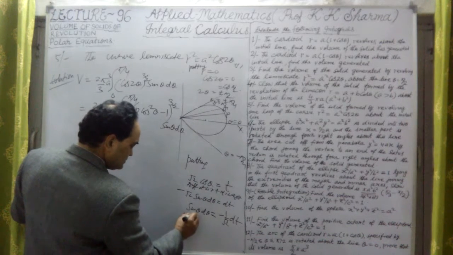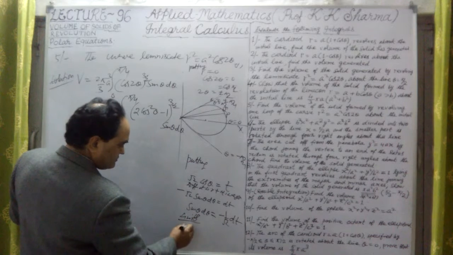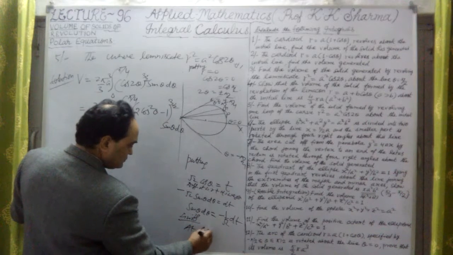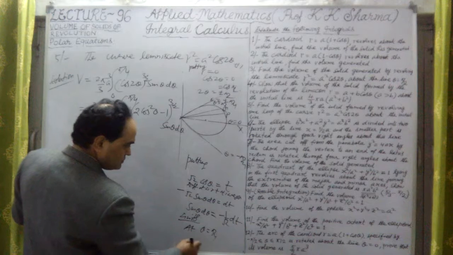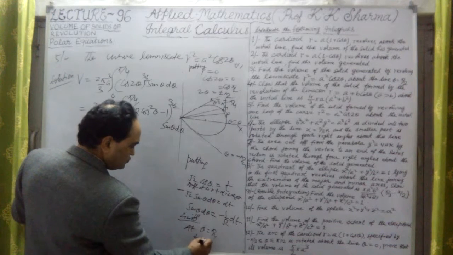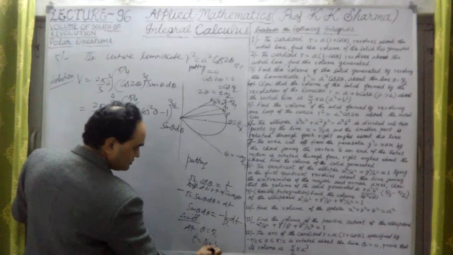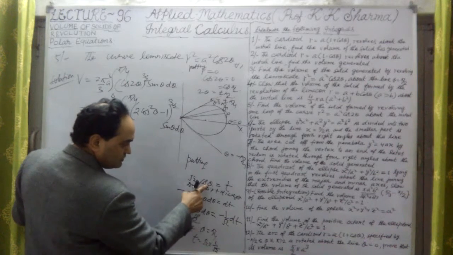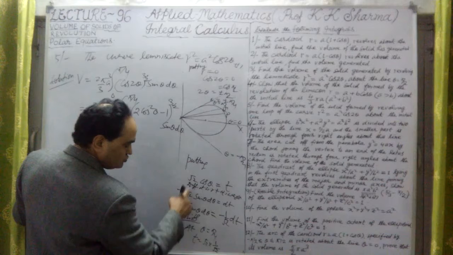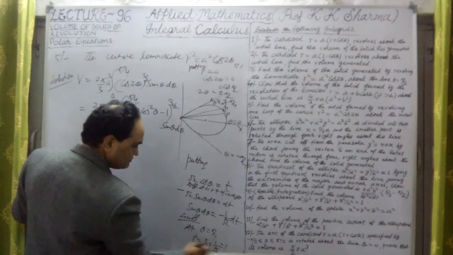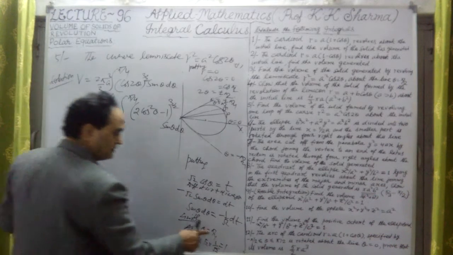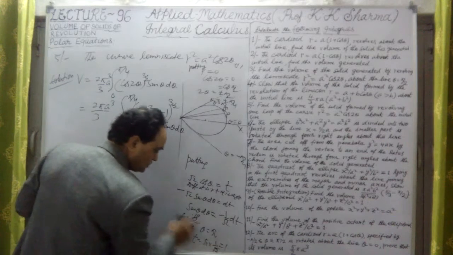Let me put the limits. At theta equal to pi by 4, t is equal to root 2 into cos pi by 4, which is 1 upon root 2. Try to understand: cos pi by 4 is 1 upon root 2. Root 2 cancels out, it is 1 only. So at theta equal to pi by 4, t is equal to 1.